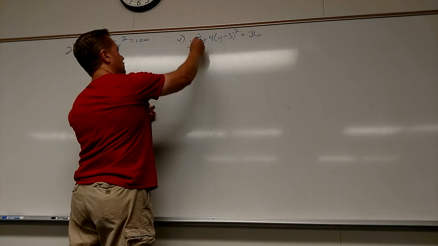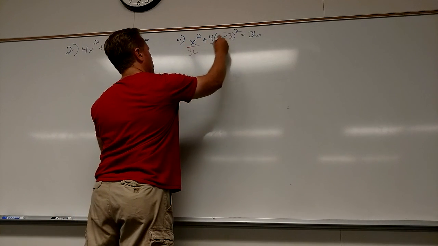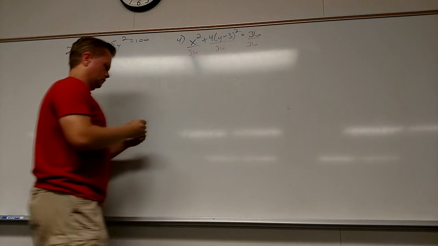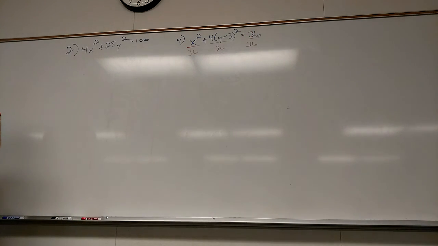So this will be... Why am I dividing by 36? Because this side's supposed to be 1. And what's so great about that form, I see the number that goes to the variable that tells me how far to go in that direction. That's why I put it in that form. It's the most useful form.